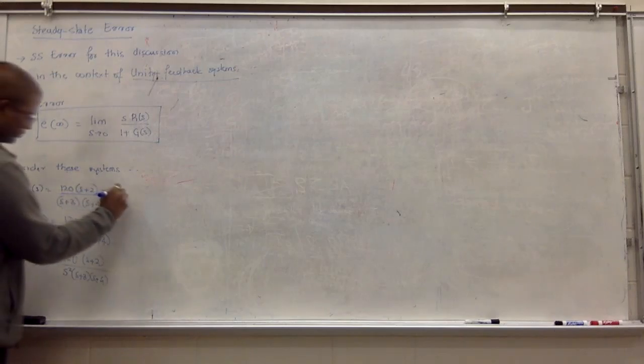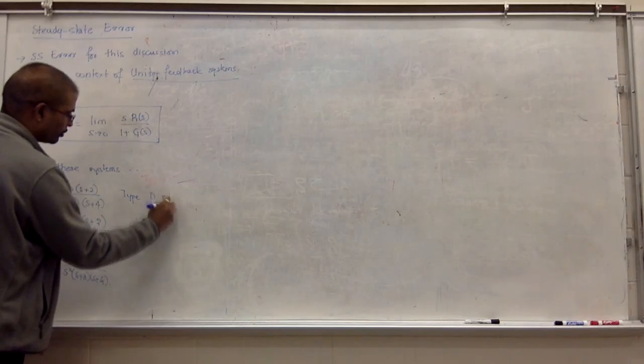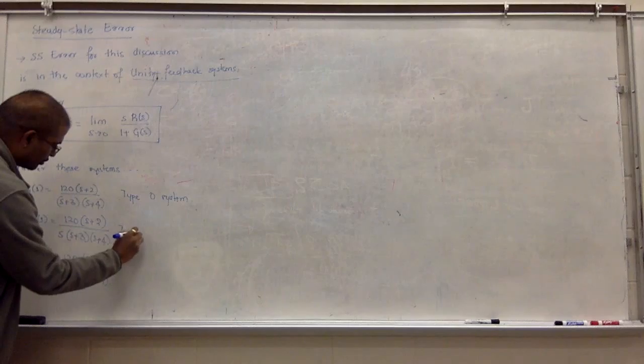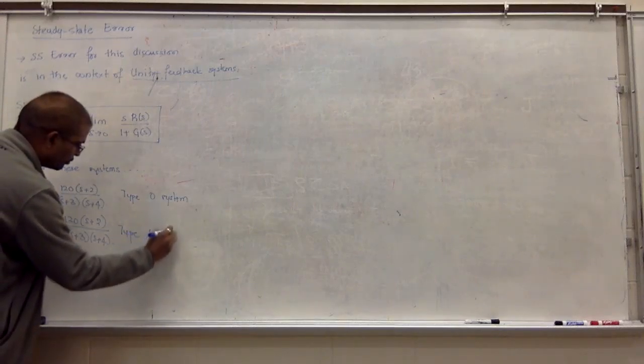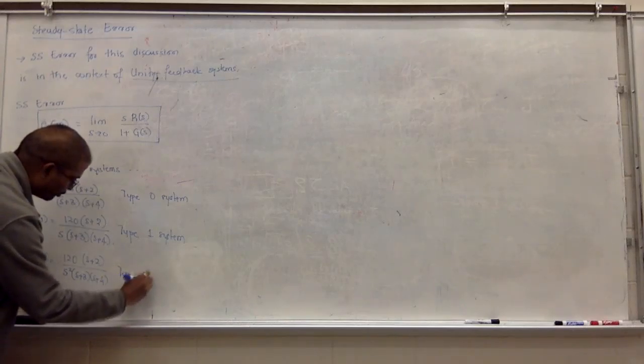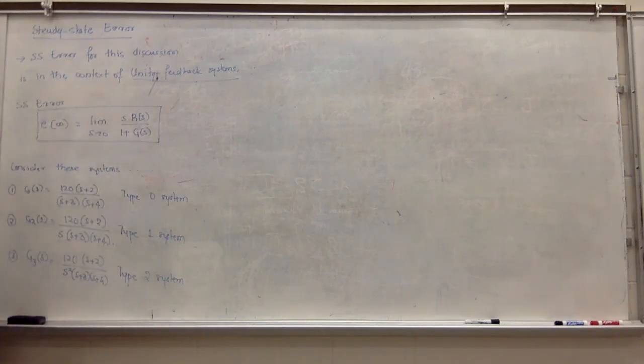This system is a type 0 system. This is a type 1 system. And this is a type 2 system. And this definition, type 0, type 1, type 2, is based on how many pure integrators there are. Okay? What does that mean?